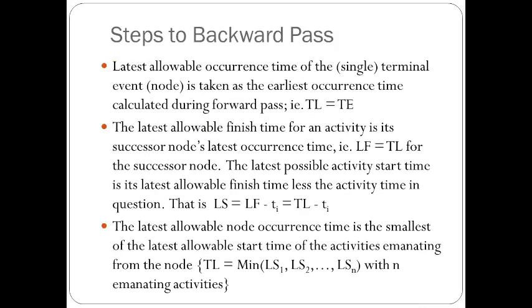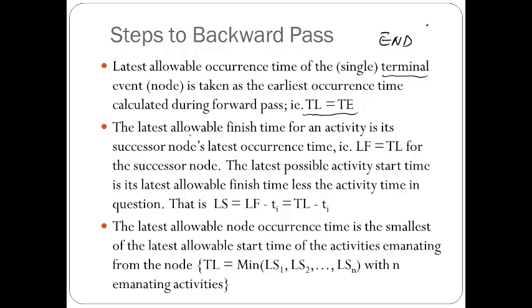Going backwards, we're going to find the latest allowable occurrence time of a single terminal event. The terminal event represents the end event, like in this case, number 6. And they are the same: the earliest event time and the latest event time. They are the same. And then we go backwards.